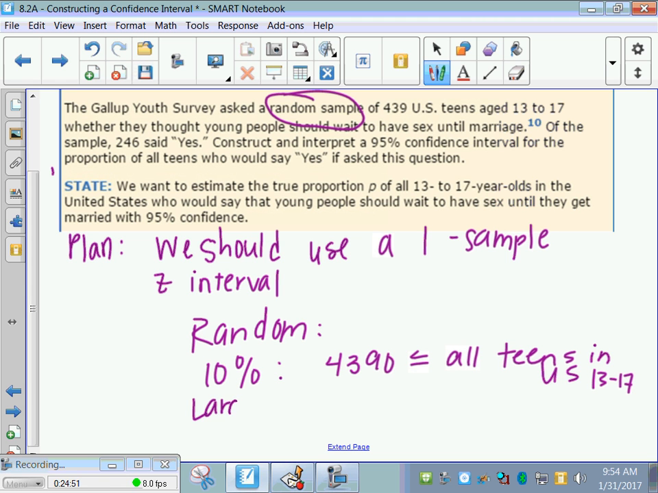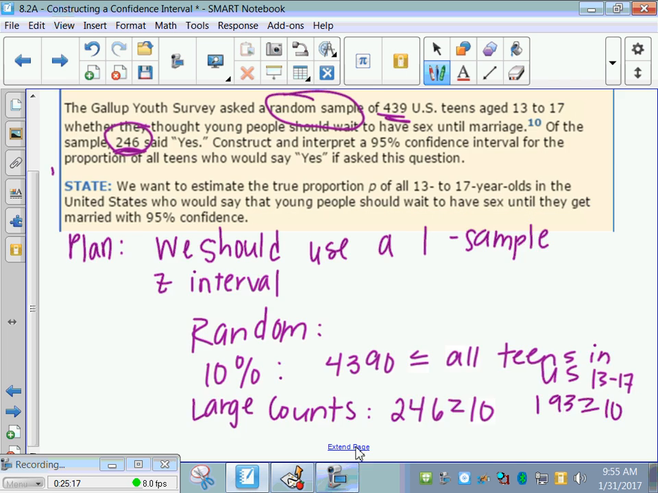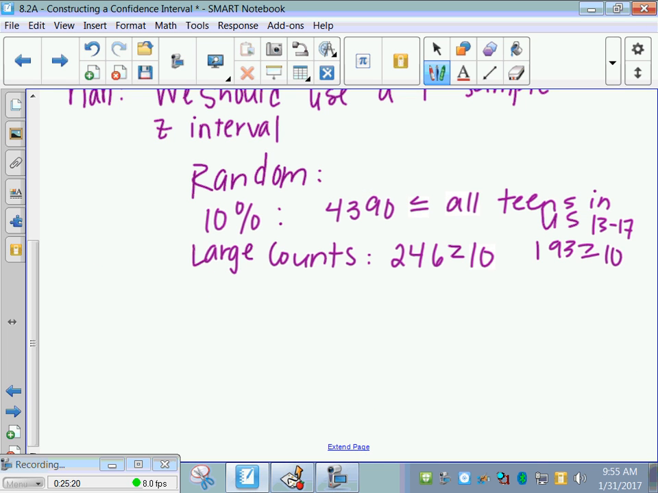And large counts. n times p greater than or equal to 10, again, you can cross off. So what number am I actually looking at for this? 246 has to be greater than or equal to 10. And we have to subtract 439 minus 246, which is 193. So do we have large counts? Do we have normality, basically? Yes. All right, so there's our plan.